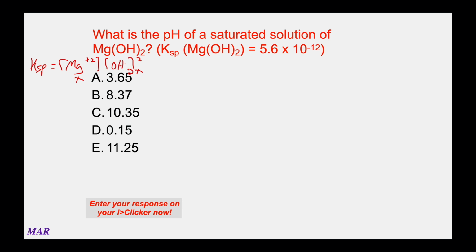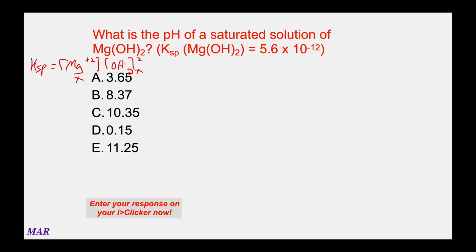So what I would do on a problem like this is I would break the KSP down to a solubility X. This is a 1 cation to anion ratio. This is 4x cubed equals KSP. So to solve for x, KSP divided by 4, and you take the cubed root of it, that'll give you the solubility of the magnesium hydroxide.